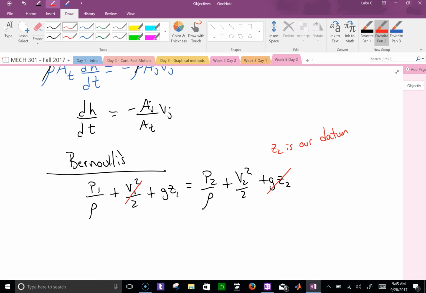Did we say that both were exposed to atmosphere? Yes, both are exposed to atmosphere, so those cancel. So the velocity of the jet, which is at point 2, is the square root of 2gh. And you've probably seen that before, right? It's familiar in fluids.